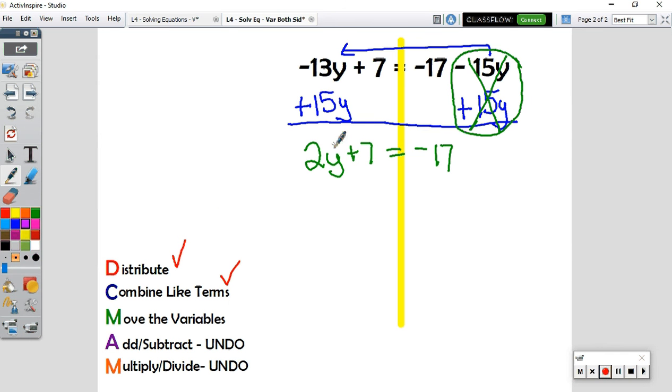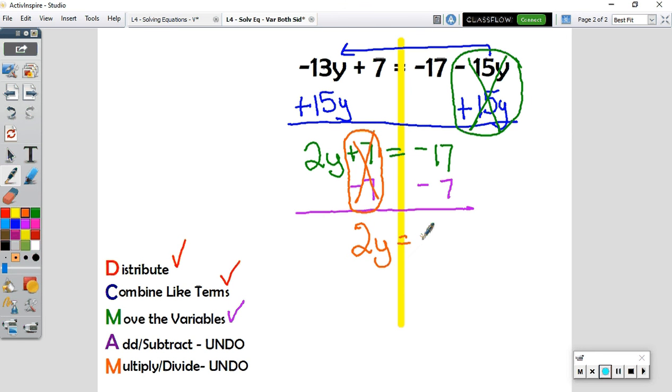Now, I need to undo my addition and subtraction. So this says plus 7. The opposite of that to undo it is going to be minus 7. So these two 7s will cancel out, become 0. 7 minus 7 is 0. So I'm left with 2y equals negative 24.